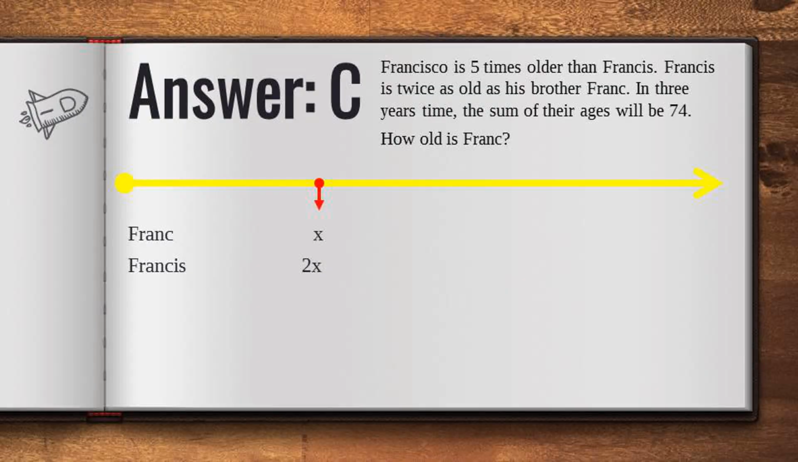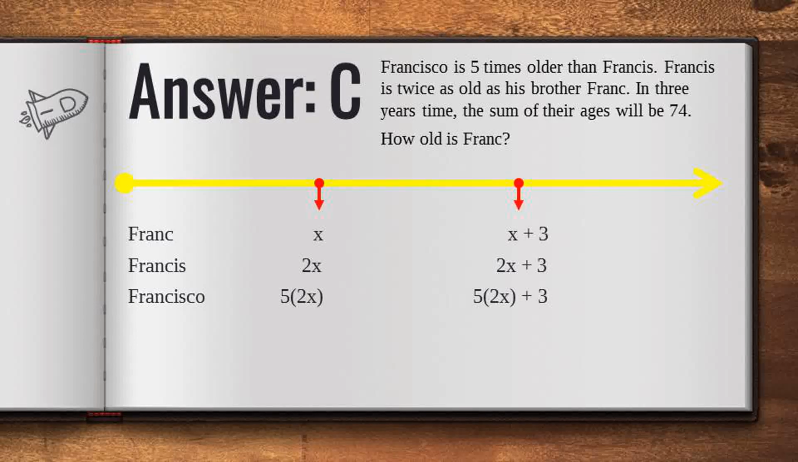Francis being twice as old as Frank, we assign his age as 2x. And Francisco being 5 times as old as Francis, we assign his age as 5(2x), which is equal to just 10x. The problem states that in 3 years' time, the sum of their ages will be 74. Thus, in 3 years, Frank's age will be x plus 3, Francis' age will be 2x plus 3, and Francisco's age will be 10x plus 3.